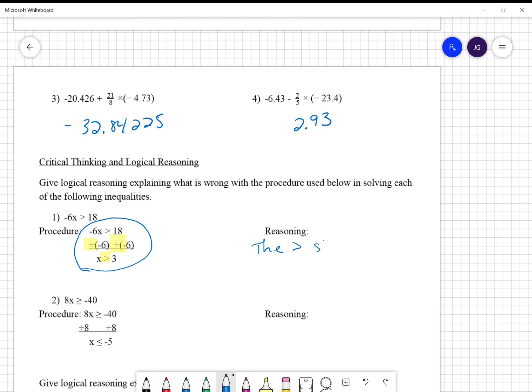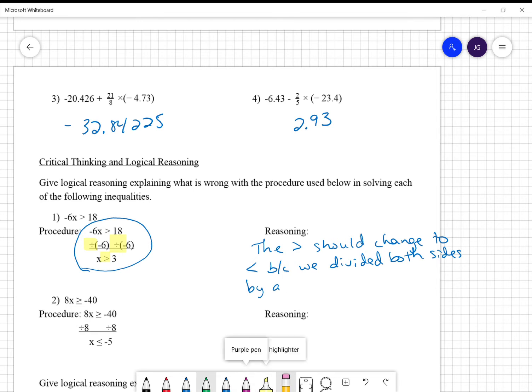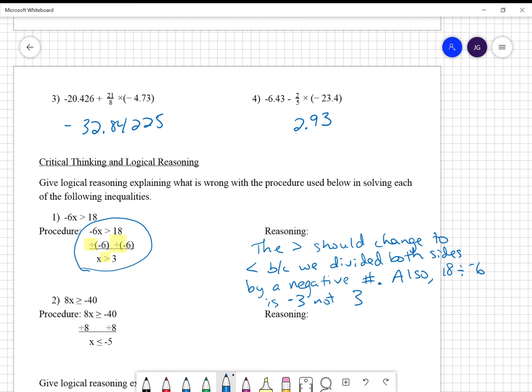The greater than should change to less than because we divided both sides by a negative number. Also, 18 divided by -6 is -3, not +3.